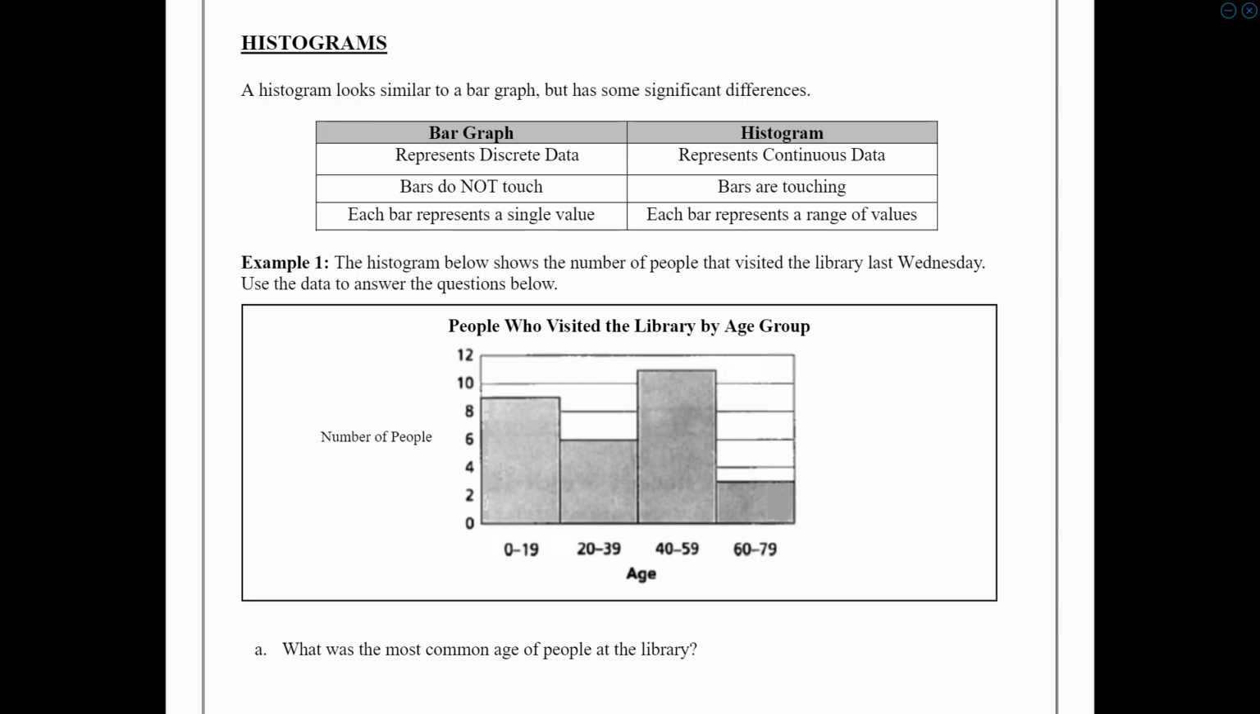A histogram is talking about how many are in a certain bucket. So instead of saying how many people are 0, how many are 1, how many are 2, how many are 3, how many are 4, it's like this bucket is anyone from 0 to 19. All of you in here are in this age group.